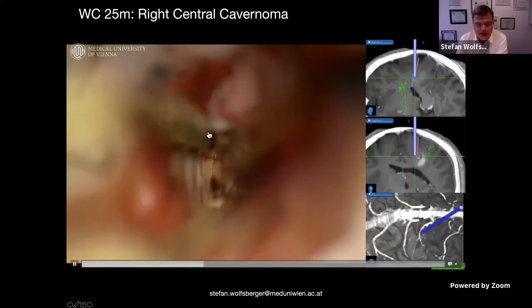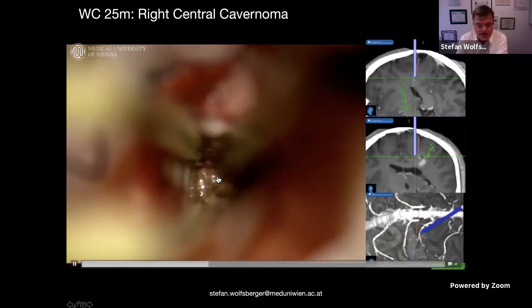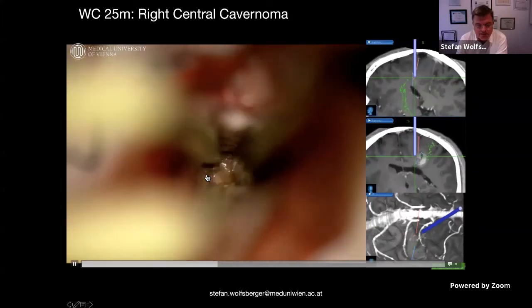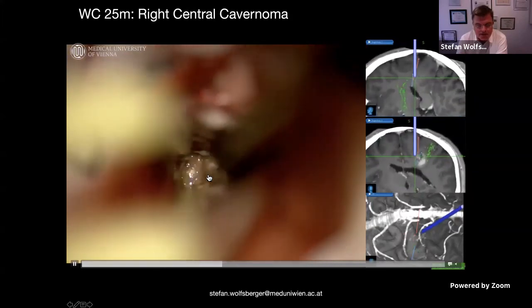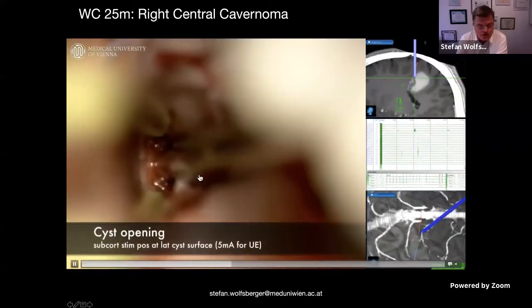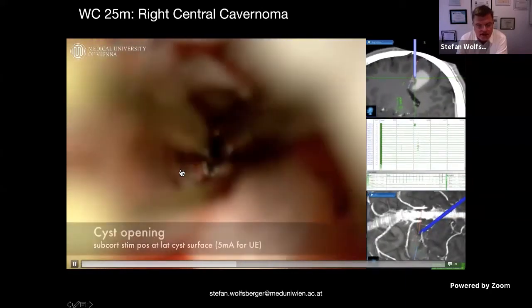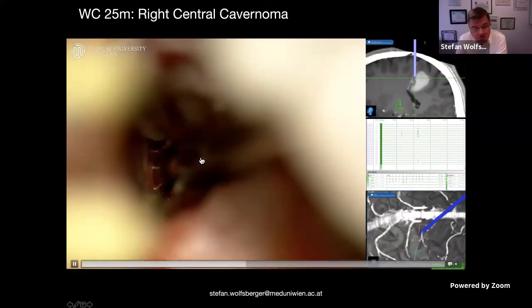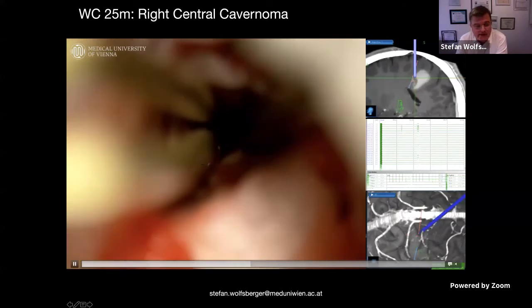And suddenly we enter this cavernoma cavity. You see the cholesterol crystals inside. And you see how small this approach is. We open the cyst and suddenly we stimulate lower extremity at 5 milliamps. So we think we are still 5 millimeters away.